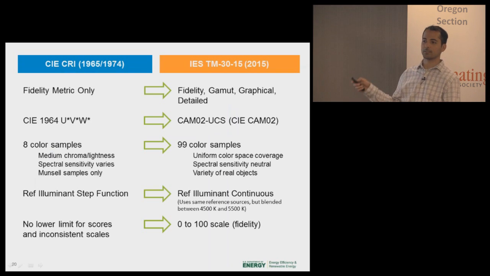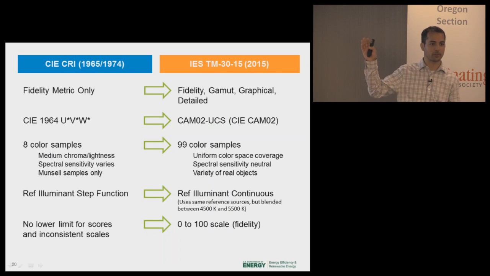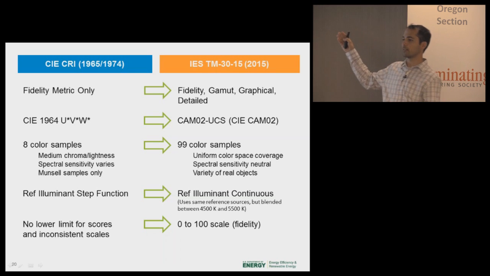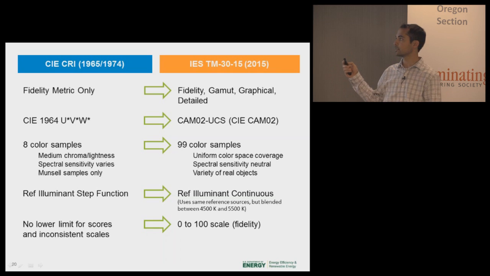So the broad relationship between CRI and TM30 now, just to compare where we were and where we've gone to. CRI is a fidelity metric only. TM30 provides a lot more information on fidelity, gamut, saturation, graphical measures, detailed measures. So it provides this whole suite of information rather than this single number that really only measures one simple version of color rendering. An updated color space.